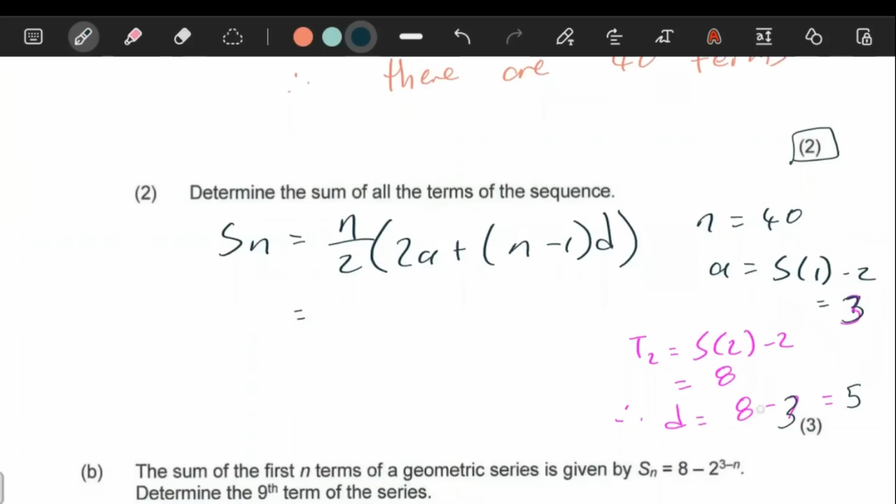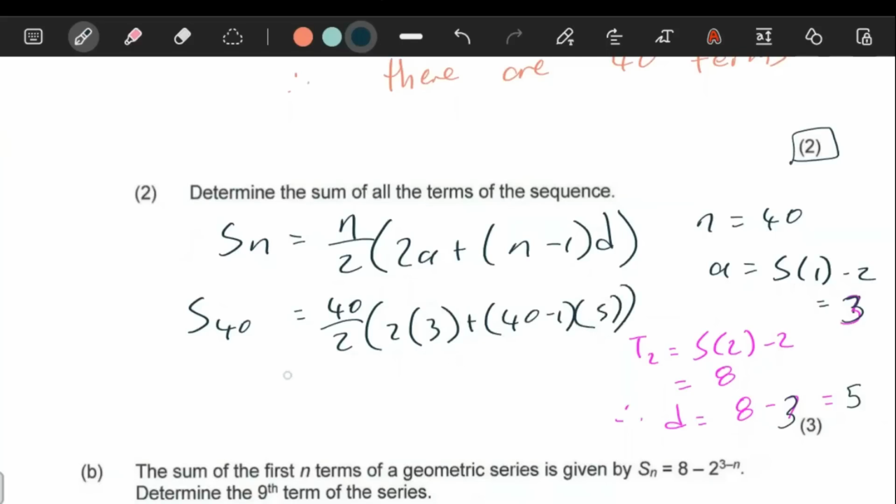Fortunately, here it was 8 and 7, so it was starting to look shady. Anyways, 10 minus 2 is 8. 5 minus 2 is 3. The common difference is T2 minus T1, which is just a 5. So we have 5, 3, and 40. Everything in the calculator, let's see. 40 over 2. A is a 3. N is a 40. D is a 5.